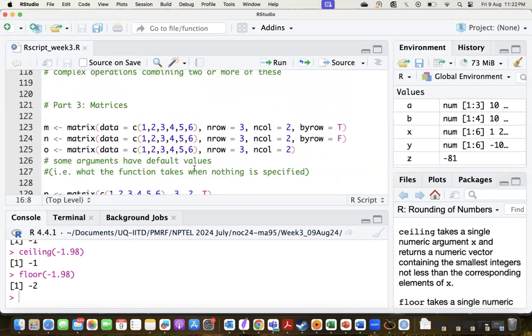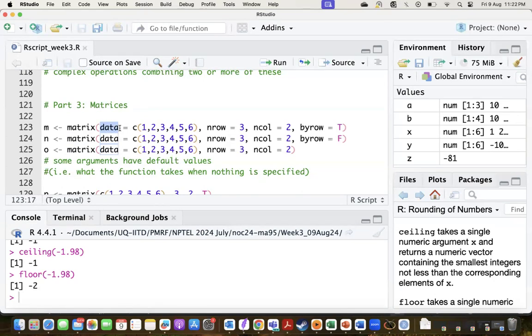Anyway, so we'll come to it in a while. Now matrix, that's the name of the function. So you have bracket, and within matrix, you can have 4 arguments. Each of them has a name. So it's good if you can remember the name, but there is another way to simplify things.